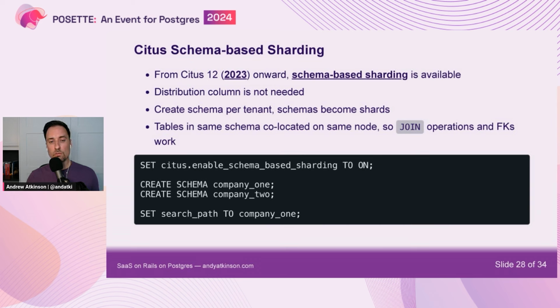So what we see here is we've enabled the schema-based sharding option, and then as an example, we've created two schemas for two different companies, and we could then use the search path in Postgres to make sure that if we don't have schema qualified tables, we are reading and writing to the correct tables. The client application would need to do that, or we can also use schema qualified tables.